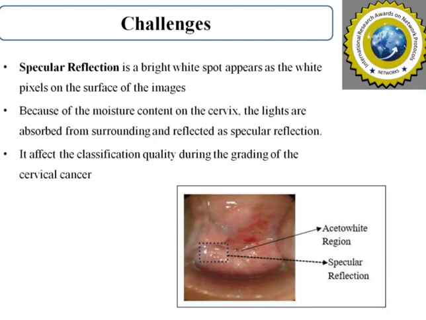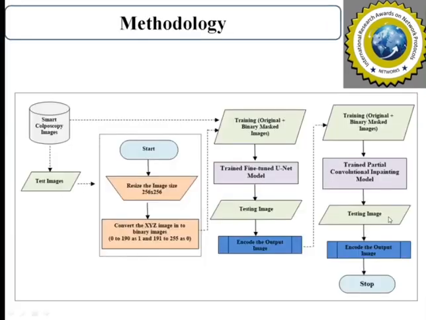So here the acetowhite region and the specular reflection both appear as white tissue, and it leads to confusion during the grading procedure, misleading type 1, type 2 and type 3, which affects the automation process during grading. Here, the main challenge is specular reflection. This specular reflection cannot be stopped, but it can be identified and removed.